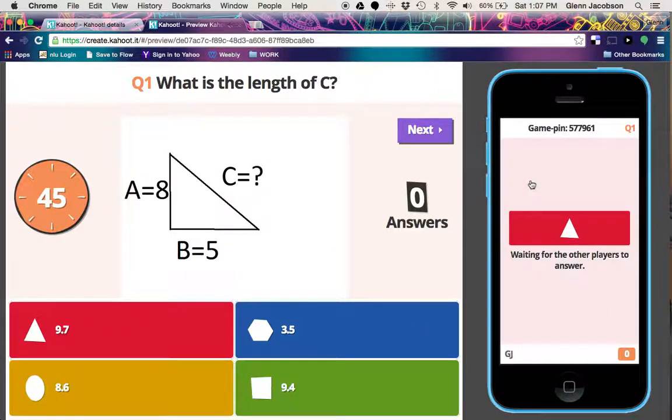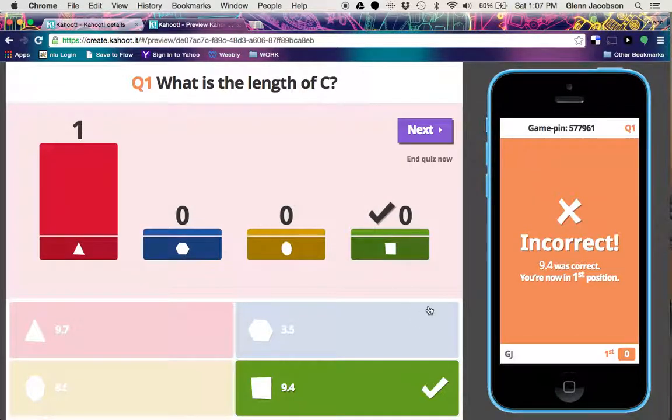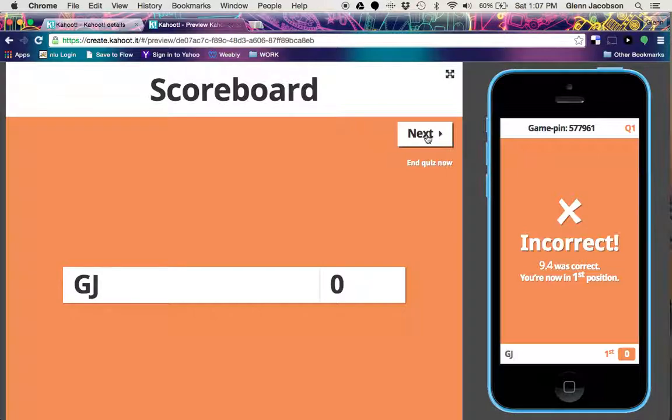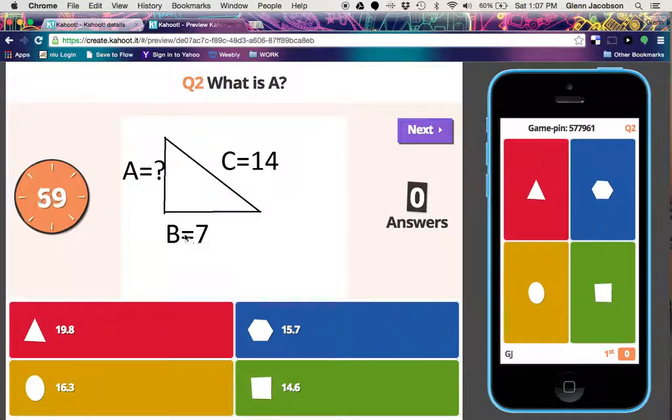So if you see on the device to the right, you would click, oops, I clicked the wrong one. It's 9.4 actually. So let's just keep going. You see the scoreboard, you see the next question, and it counts down. As this timer on the left ticks down, you will also lose more points. Now this question is actually incorrect.